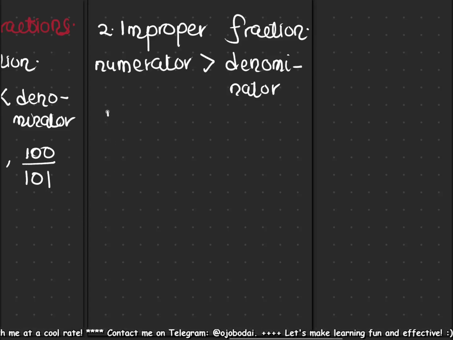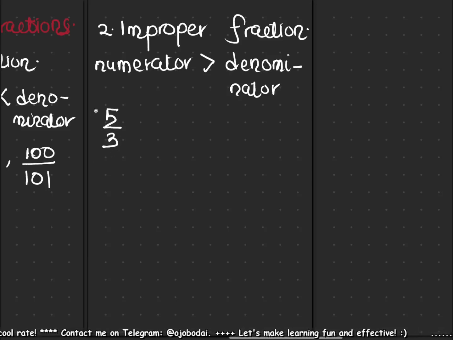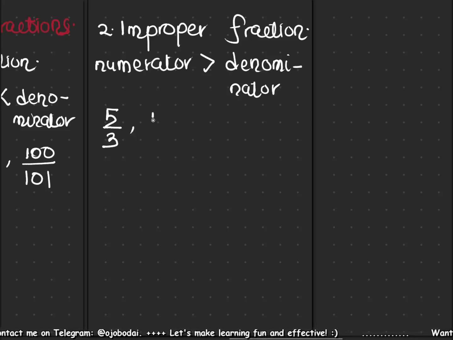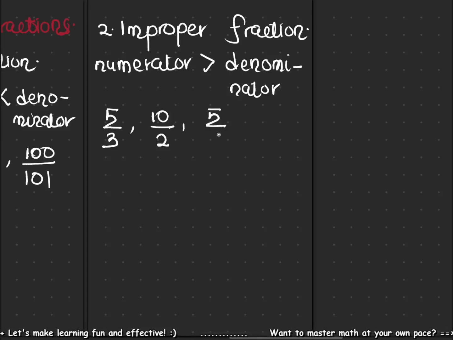How can this be? So let's look at some examples. Typical examples. So we have 5/3. As we can see, the numerator, which is 5, is greater than our denominator, which is what? 3. Another example, we have 10/2. The numerator, which is what? 10, is greater than our denominator, which is 2. You can give some examples yourself. So we have 5/2. These are all examples of what? Improper fractions.